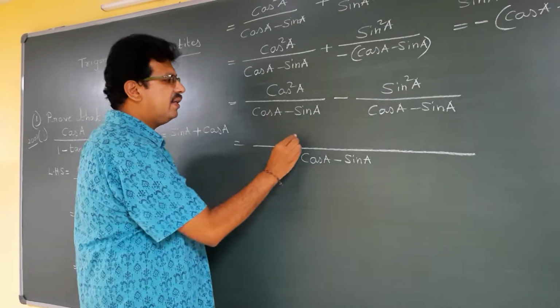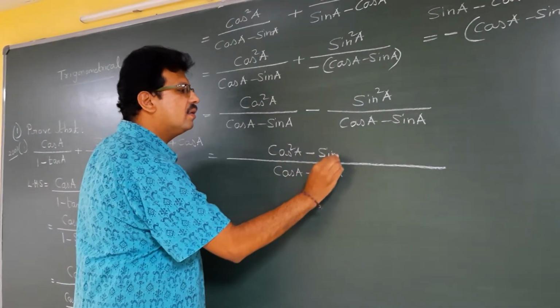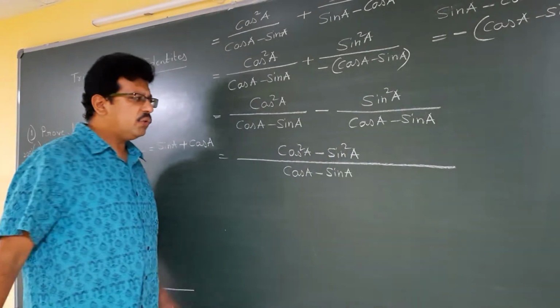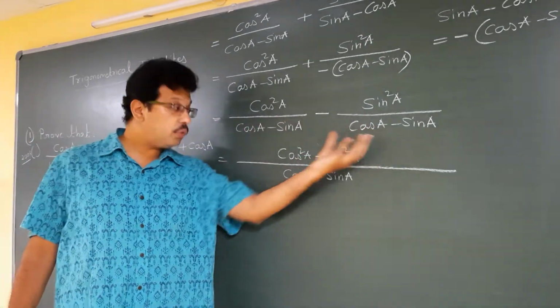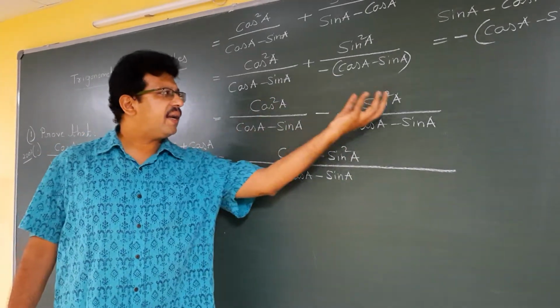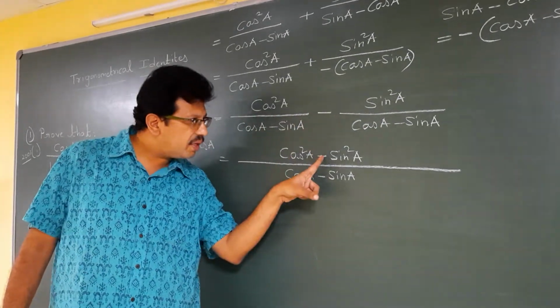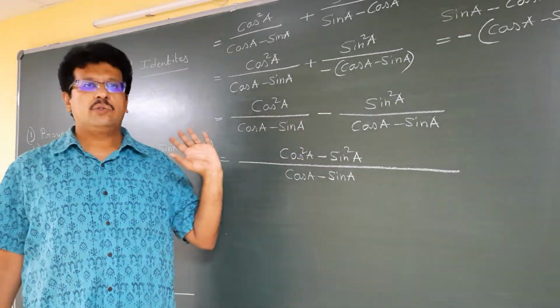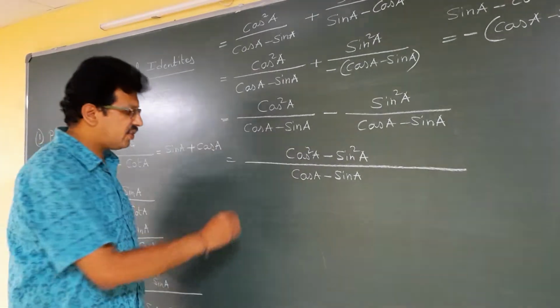So directly we can write this as cos square A minus sin square A. So we are making these two terms have the same denominator. Cos square A minus sin square A, we can write directly because both the denominators are the same. Only the minus sign has to be written correctly. So I hope this step is clear to all the children. So let us move on to the next step.